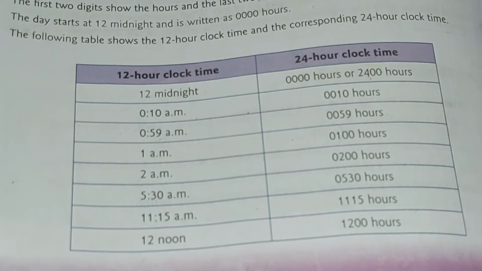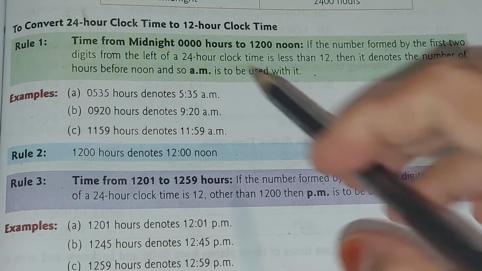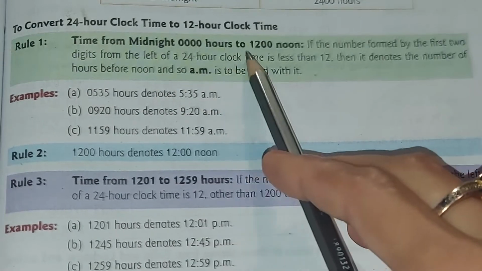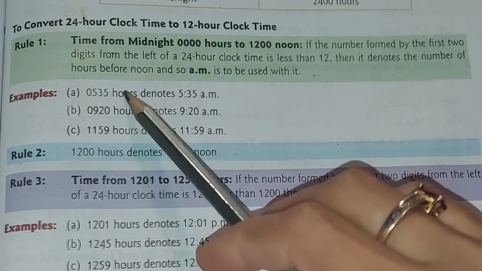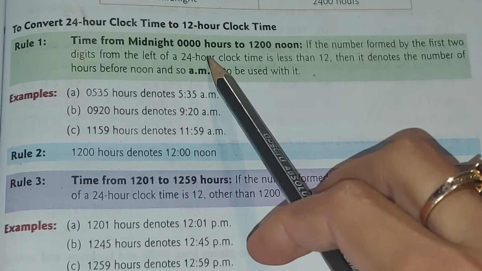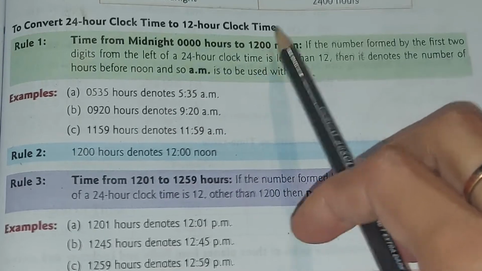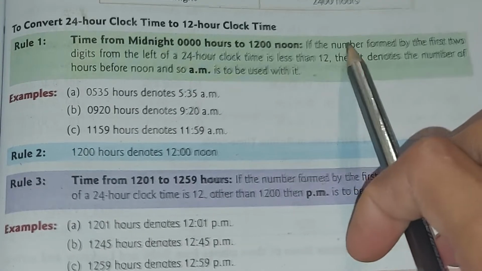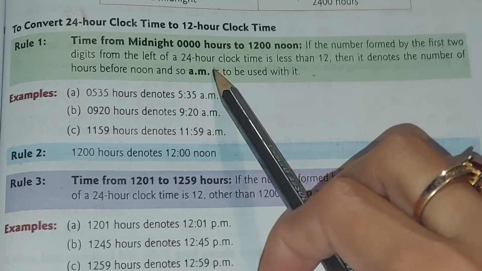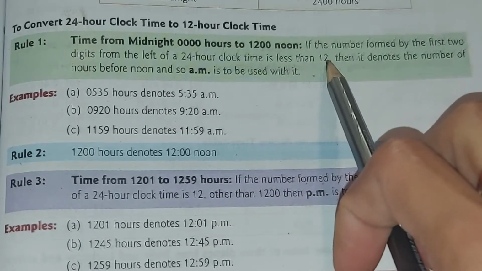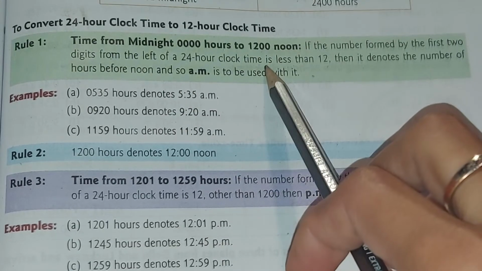After that come a few rules to convert 24-hour clock time to 12-hour clock time. What is rule number 1? Time from midnight 0000 means 12 a.m., hours to 12 noon. Now if the number formed by the first 2 digits from the left of a 24-hour clock time is less than 12, so here we are talking about the 24-hour clock.